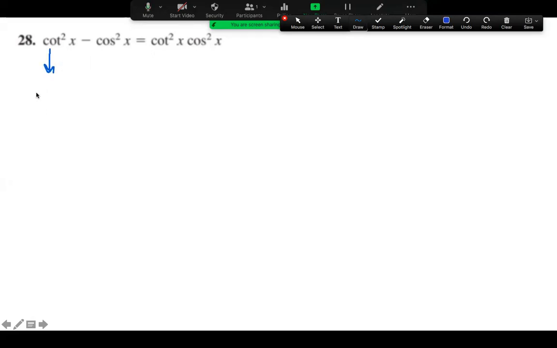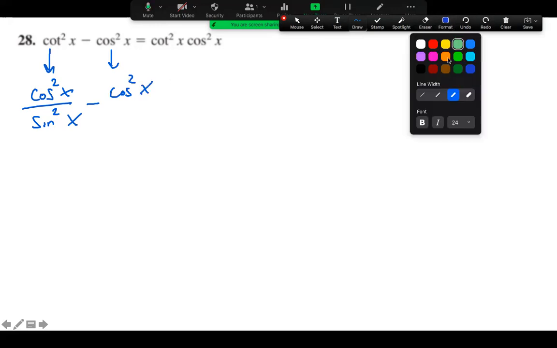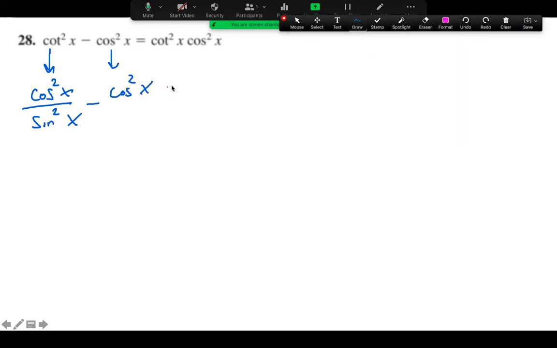Cotangent is cosine over sine. And since cotangent was squared, both of these have to be squared also to keep the balance. All right, so that was a fair trade there. And I'm going to bring down my subtract and bring down my cosine squared x. And in the end, we want the left side to look like cotangent squared x times cosine squared x.